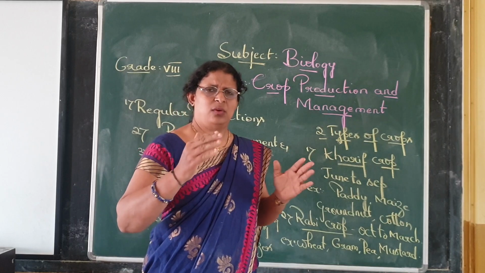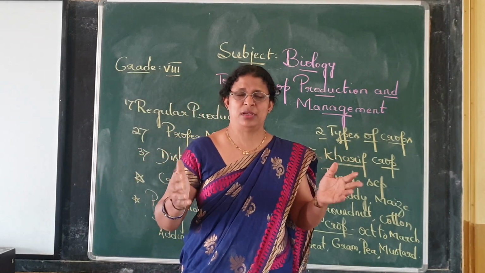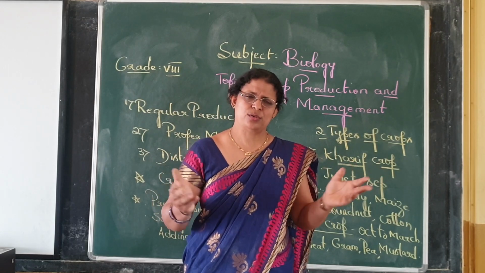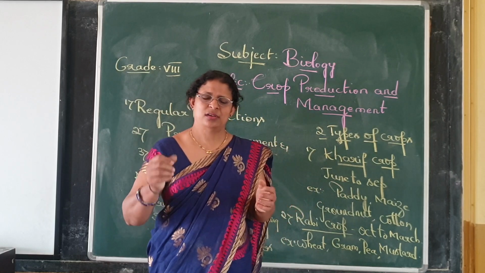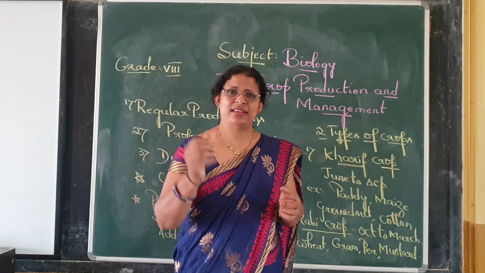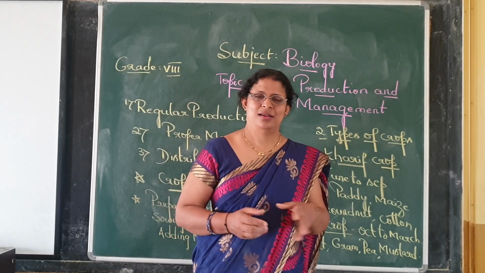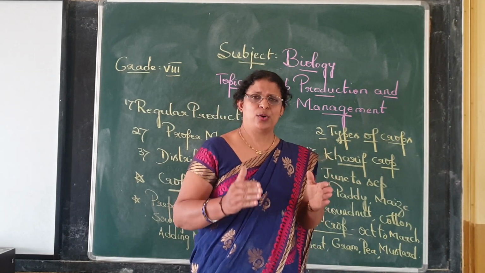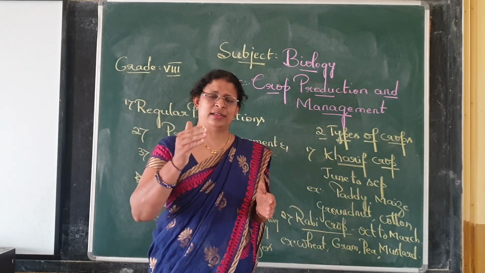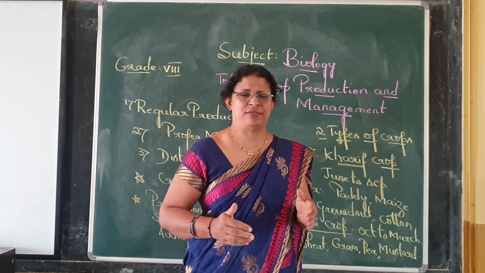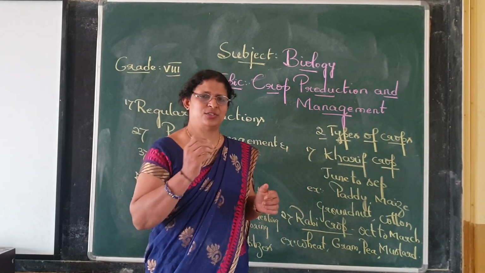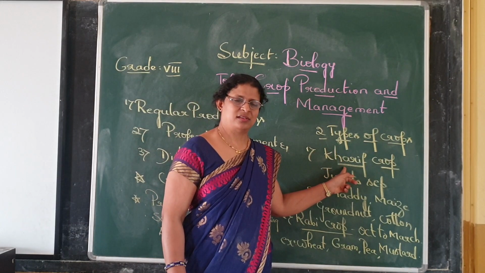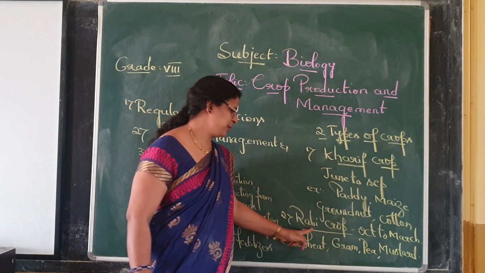And when we talk about the season, it will not be the same in all places. It varies from region to region, related to the rainfall, the humidity and the temperature. According to the seasons, depending on the temperature, the humidity and the rainfall, the crops are classified into two types. The first is the kharif crops and the second is the rabi crops.